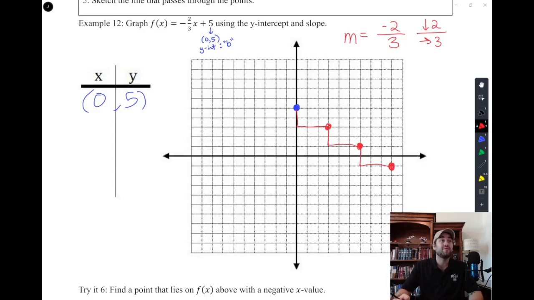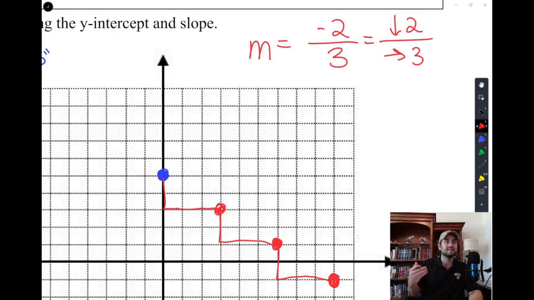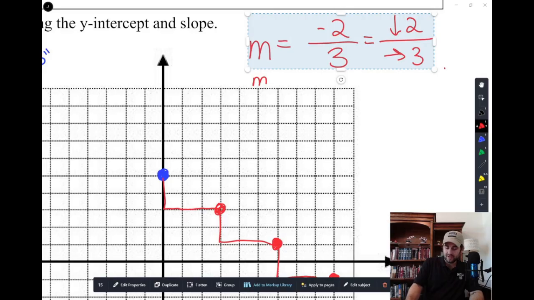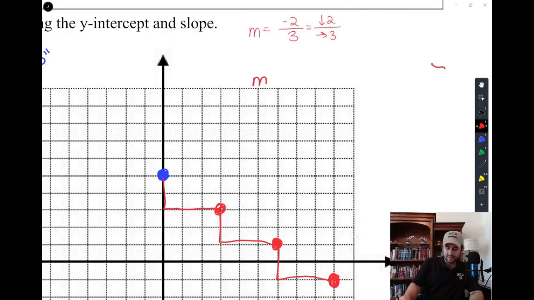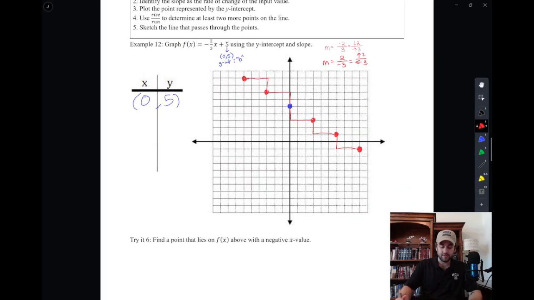And then we can follow that pattern backwards. The way you can think of that is just change where the negative is. Because -2/3 is the same slope as 2 over -3. And so that would say go up 2, but then go backwards 3. So then we're going to go up 2, backwards 3, up 2, backwards 3, and we can draw a line through all of those points.